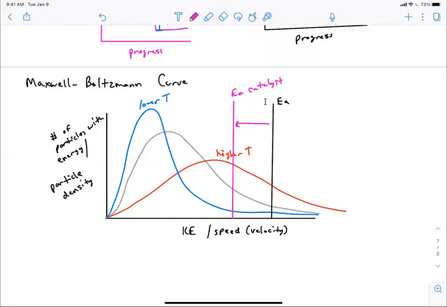What temperature does, notice, is it does also provide more particles with the energy, whether it's a catalyst or not. And that provides a faster rate of reaction as well, because the area that's beyond the activation energy increases as temperature increases, as the curve widens and spreads out more. Questions about that?